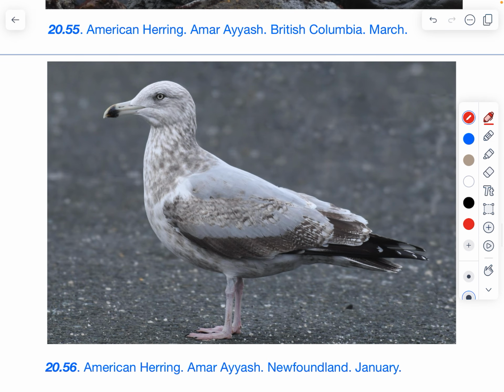Back to Atlantic Canada in the winter. The question here is second cycle or third cycle American herring. You know, the bill pattern and eye here are completely useless for aging. This could be the head of a second cycle. It could be the head of a third cycle. That bill pattern and eye color is highly variable.